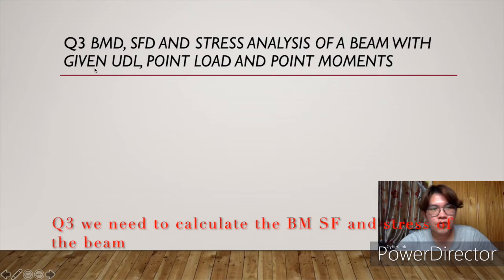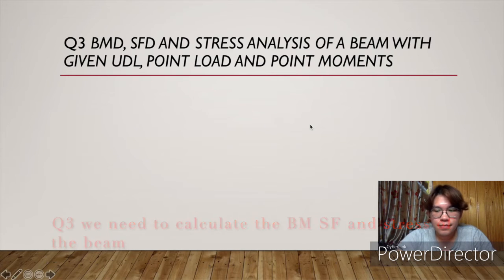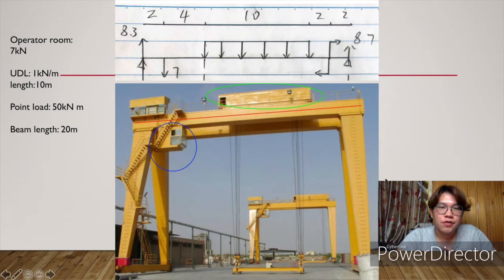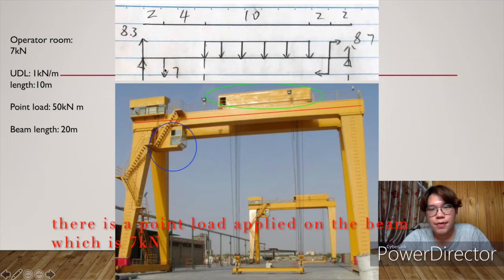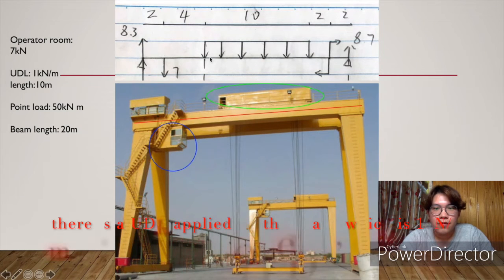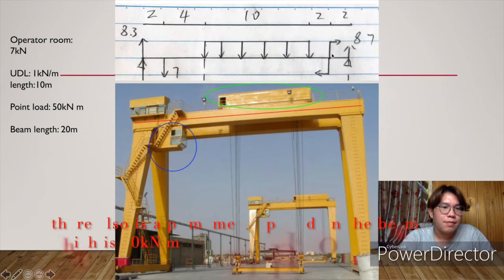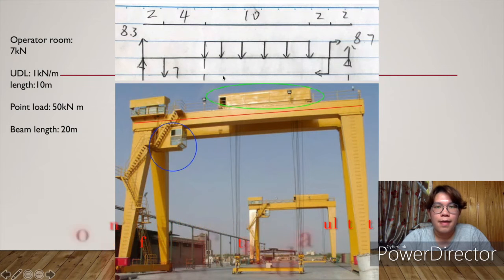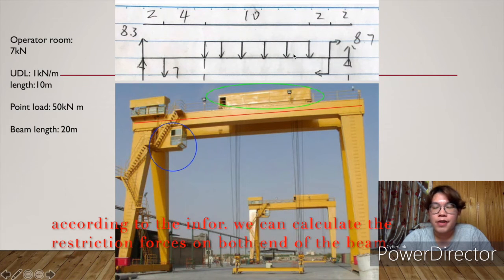Question 3, we need to analyze the bending moment, shear force, and stress on the beam. So we select this situation to analyze. We analyze the beam marked in the red line. There is a point load applied on the beam, which is 7 kilonewton, and there is a UDL applied on the beam of 1 kilonewton per meter, and there is also a point moment applied on the beam, which is 15 kilonewton meter.